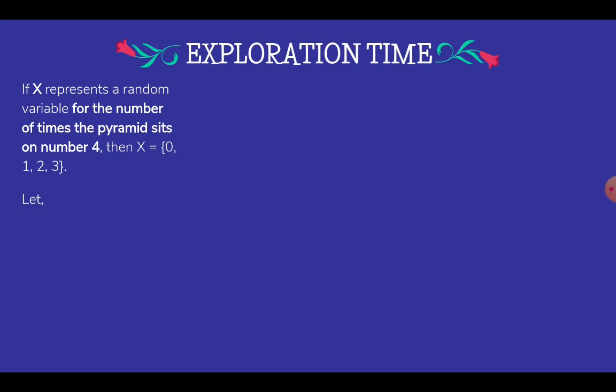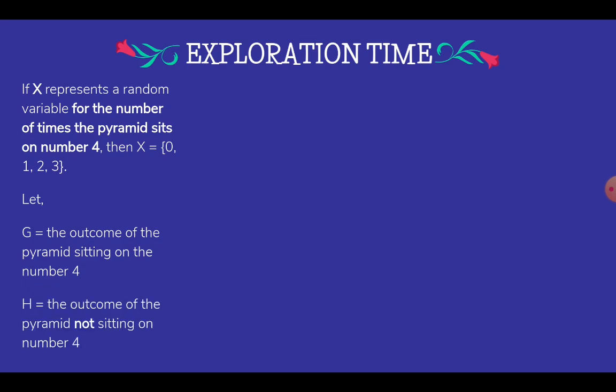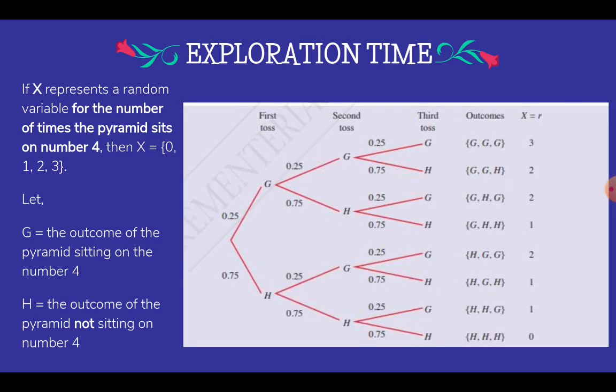Okay, next. If X represents the number of times getting number 4, let G be the outcome of the pyramid sitting on number 4 and H the outcome of the pyramid not sitting on number 4. If we draw the tree diagram, we will have this diagram. Why does G have 0.25? Because G is getting number 4, so we state that P is equal to 0.25 and Q is equal to 0.75. H represents numbers 1, 2, and 3, and G represents number 4.